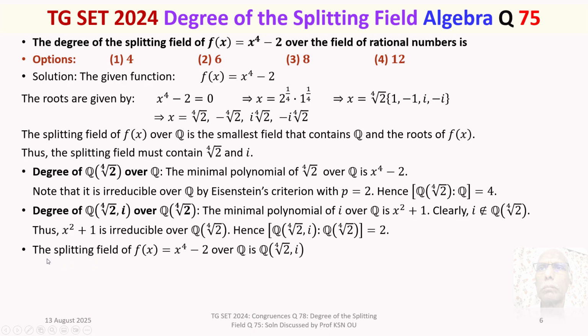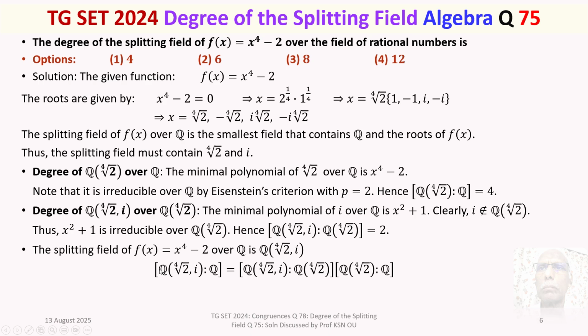The splitting field of f(x) = x to the power of 4 minus 2 over Q is this extension, that is Q(fourth root of 2, i). Now look into this field extension. In this field extension, all 4 roots are present, and this is the smallest such extension. So the splitting field will be Q(fourth root of 2, i).